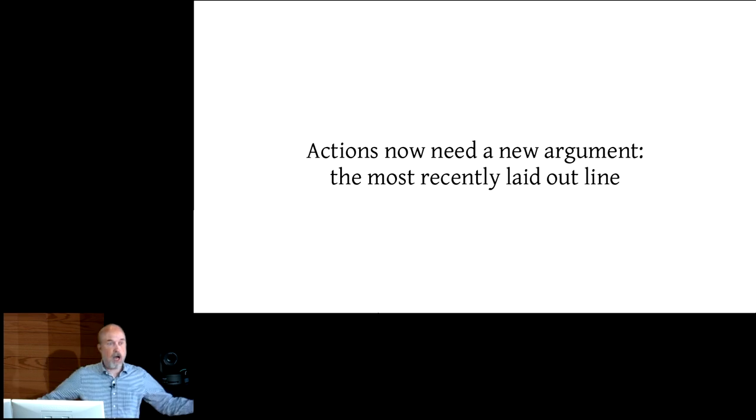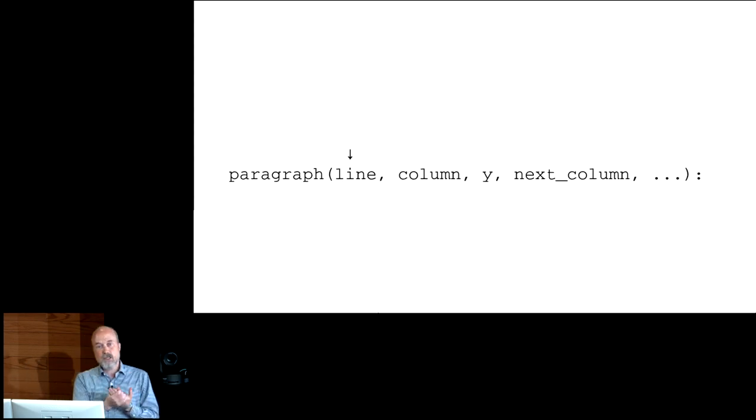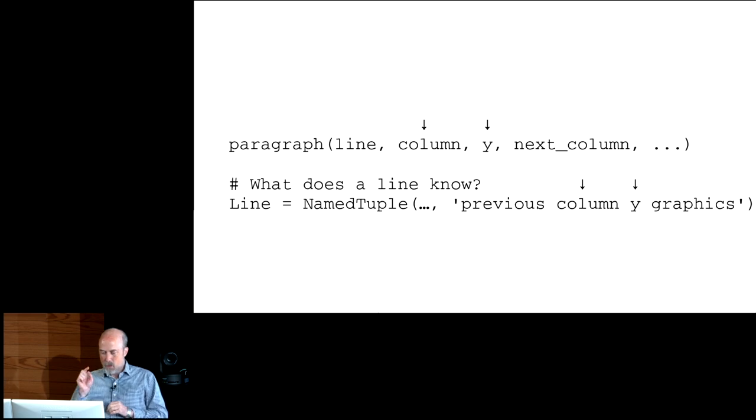Because if the job of an action is now to append new lines, they need as an argument the most recently laid out line before the action goes to work. Ooh, but look. Remember how a paragraph needs to know the column it's drawing in and the Y position so far? Those are two attributes of the line itself.